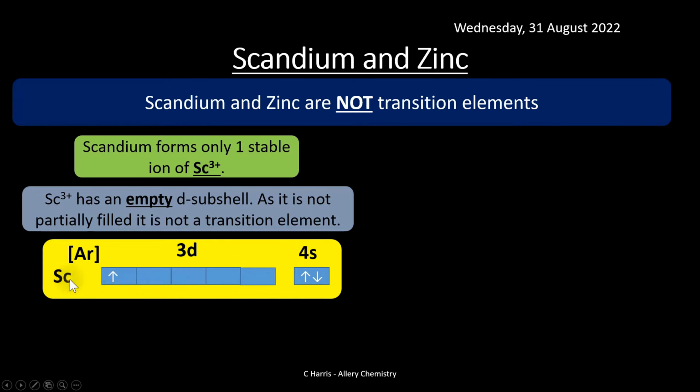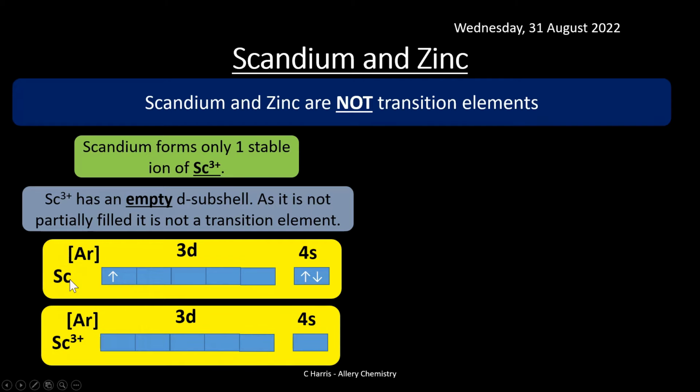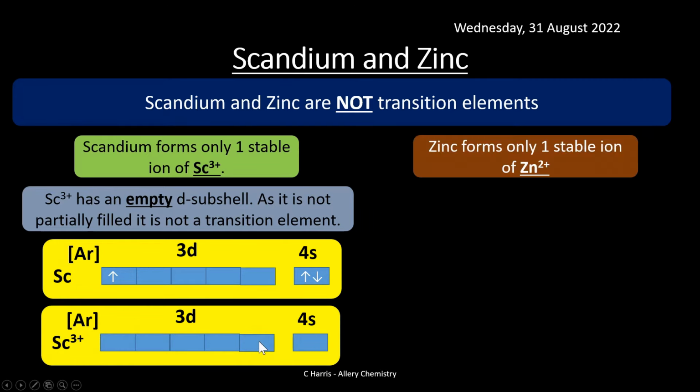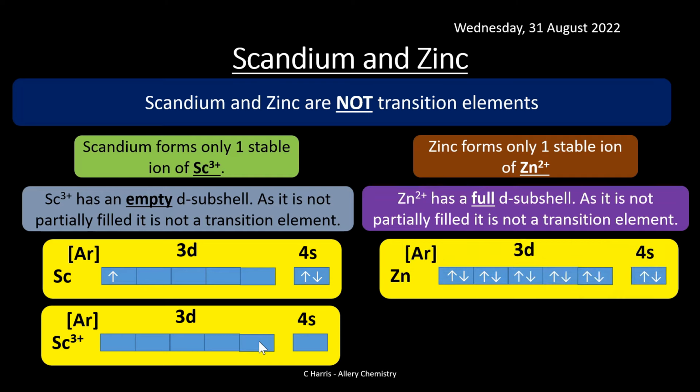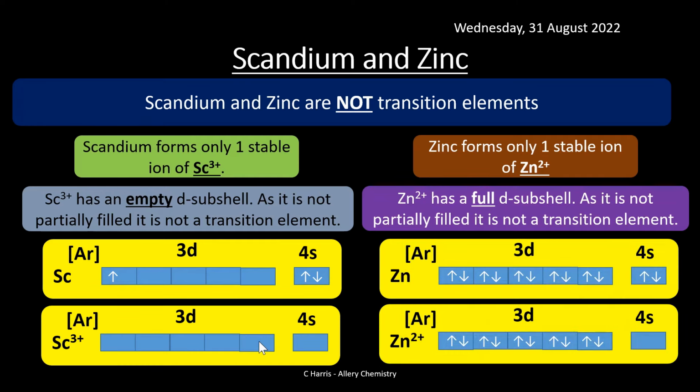This is not an ion, this is an element. And the only stable ion it does form is scandium 3+. And you can see here, there are no electrons at all in the 3d subshell. Now it's the same with zinc. Zinc only forms one stable ion, which is zinc 2+, and this has a full d subshell. So because it's not partially filled, it is not a transition element. So here's zinc as a metal, and here's zinc as an ion.